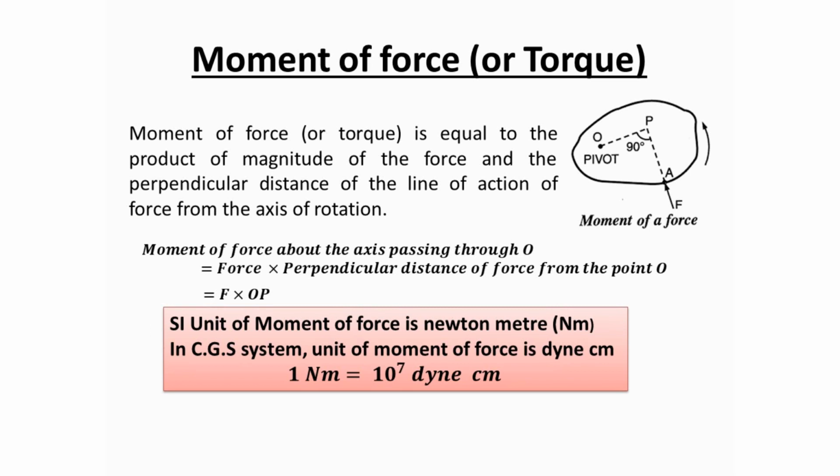SI unit of moment of force is Newton meter. In CGS system, unit of moment of force is Dyne centimeter. 1 Newton meter is equal to 10 raised to 7 Dyne centimeter. There are two types of moment.